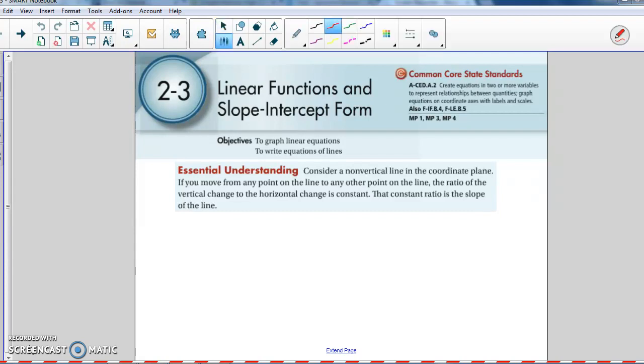The essential understanding. Consider a non-vertical line in the coordinate plane. If you move from any point on the line to another point on the line, the ratio of vertical change to horizontal change is constant. That constant ratio is the slope of the line.